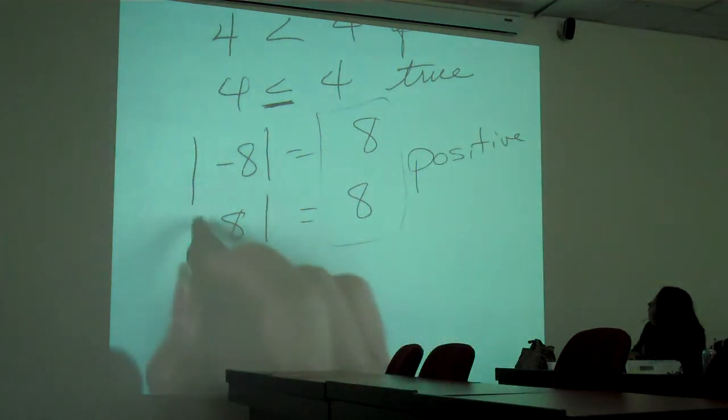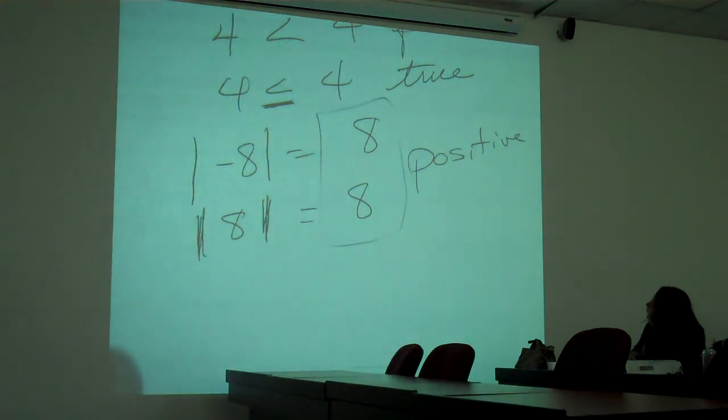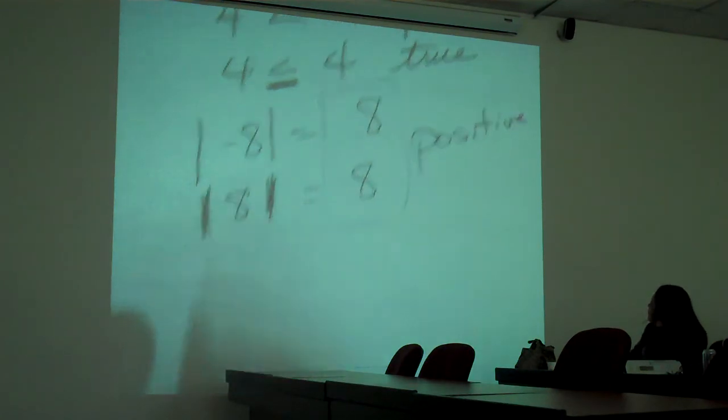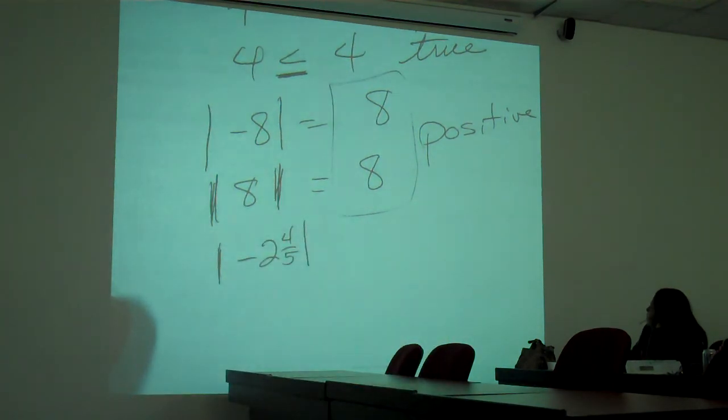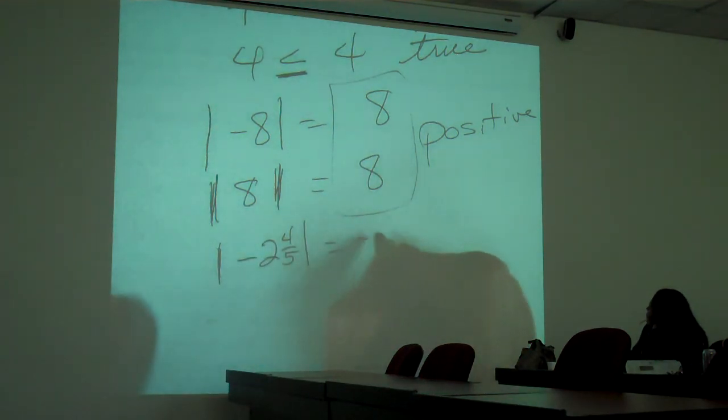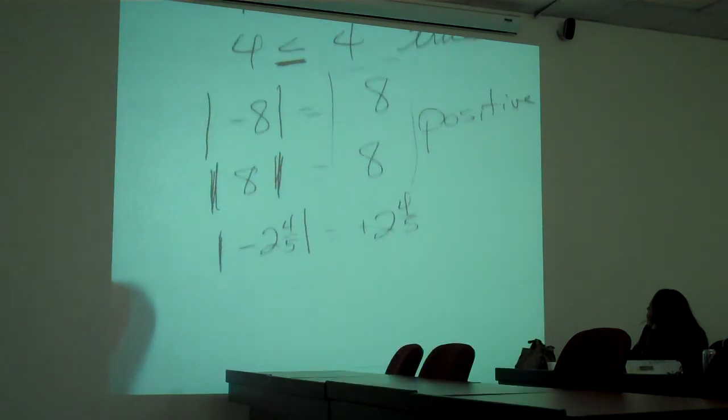From what's inside, the absolute value always turns positive, whether it's positive or not to start with. So if you have a fraction in here, it's the positive of whatever number that is, right? It's just positive 2 and 4/5.